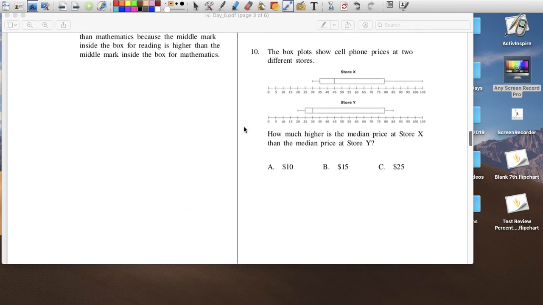The box plot shows cell phone prices at two different stores. How much higher is the median price at store X than the median price at store Y? Well, in store X, this is the median price, which is 45. In store Y, what's the median price? What is that number, 30? 30. It's greater by, so if you subtract those two, you get 15.